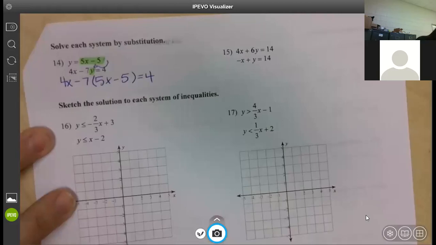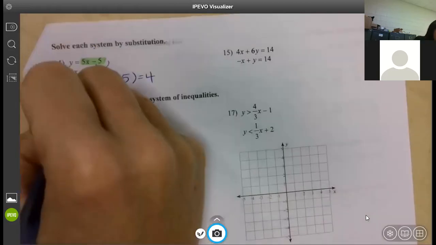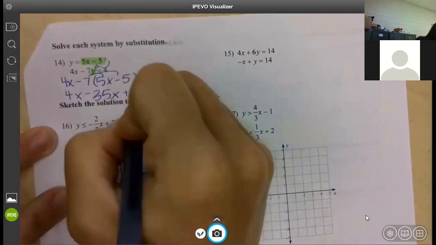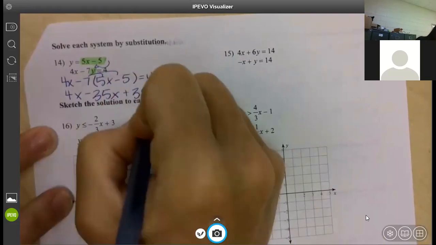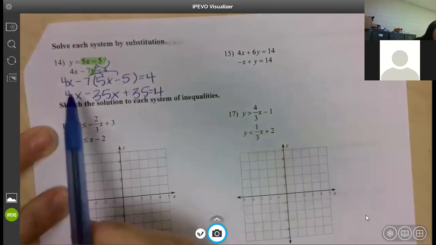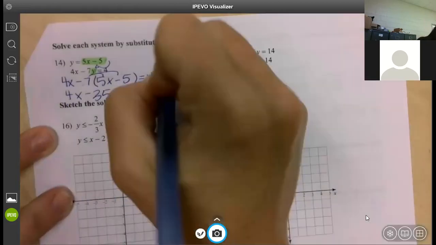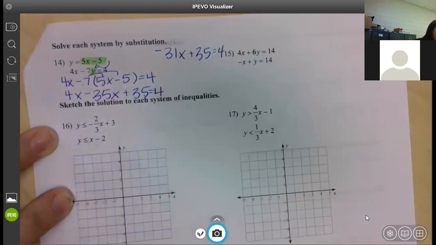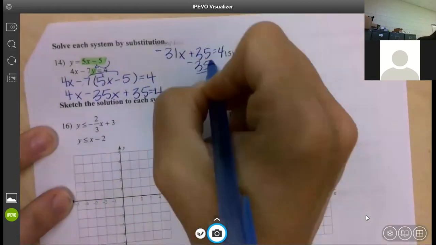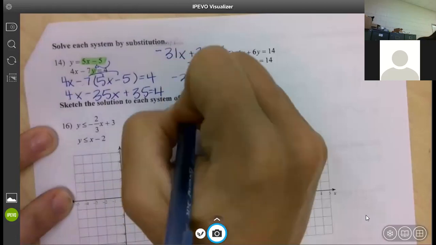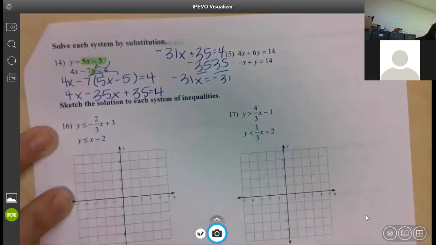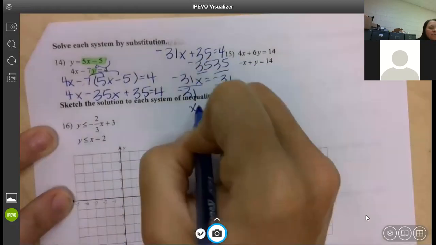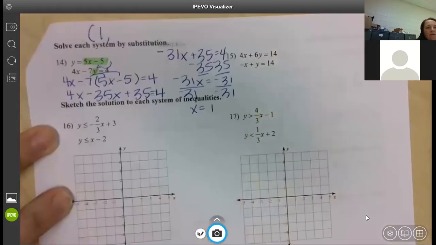I'm going to distribute my -7. So I get 4x, -7 times 5 is -35x. -7 times -5 is 35 equals 4. Clean it up. 4 minus 35 is a -31x plus 35 equals 4. We're going to subtract 35. We get -31x equals -31. Divide by -31. And I get x is +1. So your first part of your solution, your x is +1.